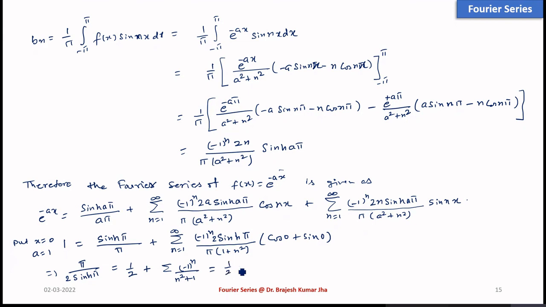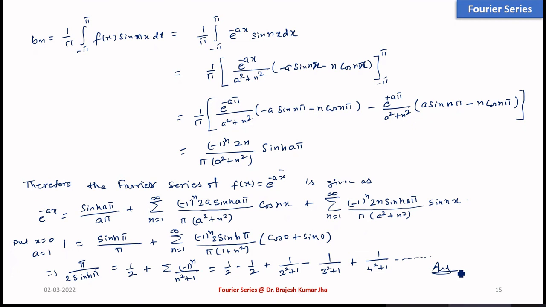So it is going to be 1 by 2 minus 1 by 2 if you put n equals 1. Put n equals 2, so it is plus 1 upon 2 square plus 1. Put n equals 3, so it is going to be minus 1 upon 3 square plus 1. Plus 1 upon 4 square plus 1, and so on, that you can get. Okay, so that you can get in such a way. So this is your final correct answer.